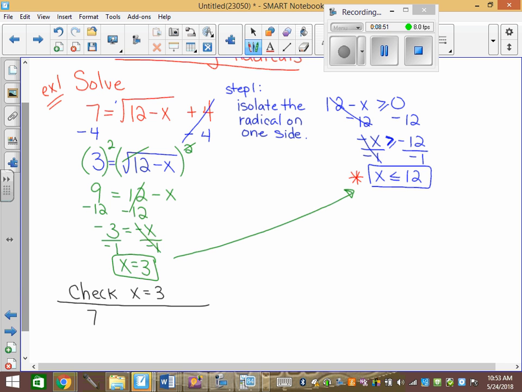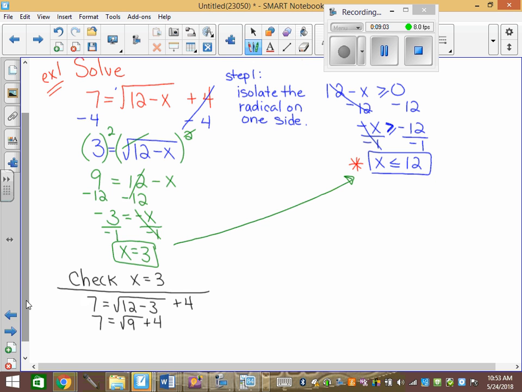So 7 equals square root of 12 minus 3 plus 4. 7 equals the square root of 9 plus 4. 7 equals 3 plus 4. And now I'm getting happy because 7 equals 7. And I'm good. Yay. Could I y1, y2 it? Absolutely. Second choice 5, enter, enter, enter, and you will get 3.